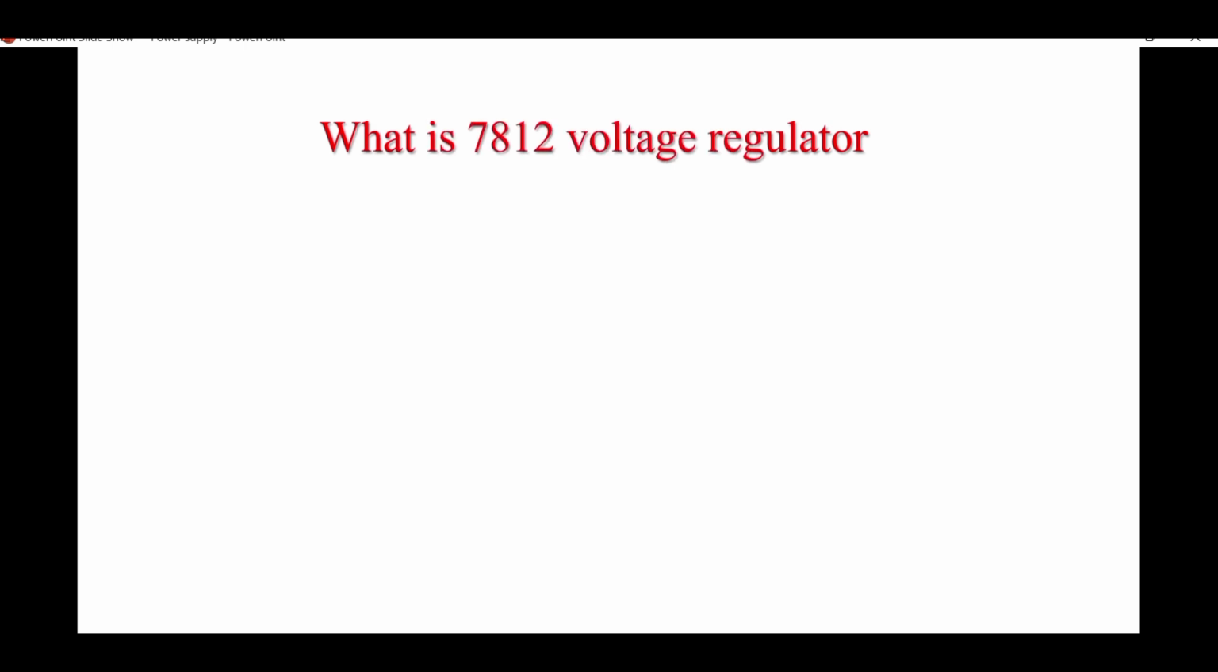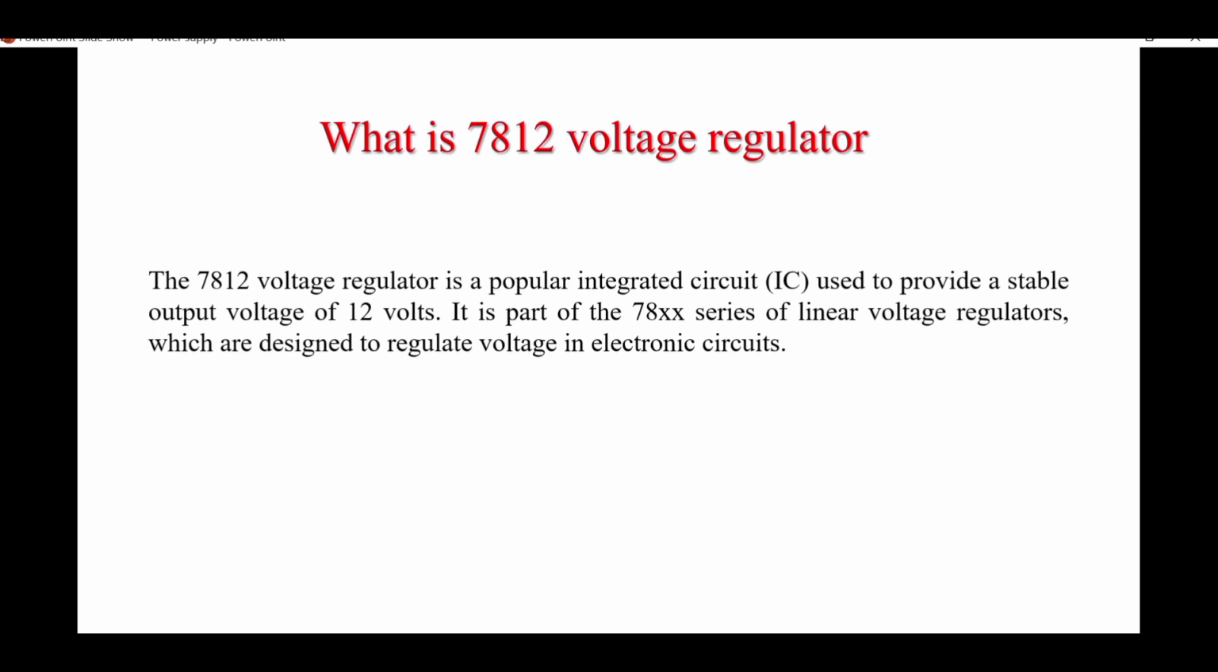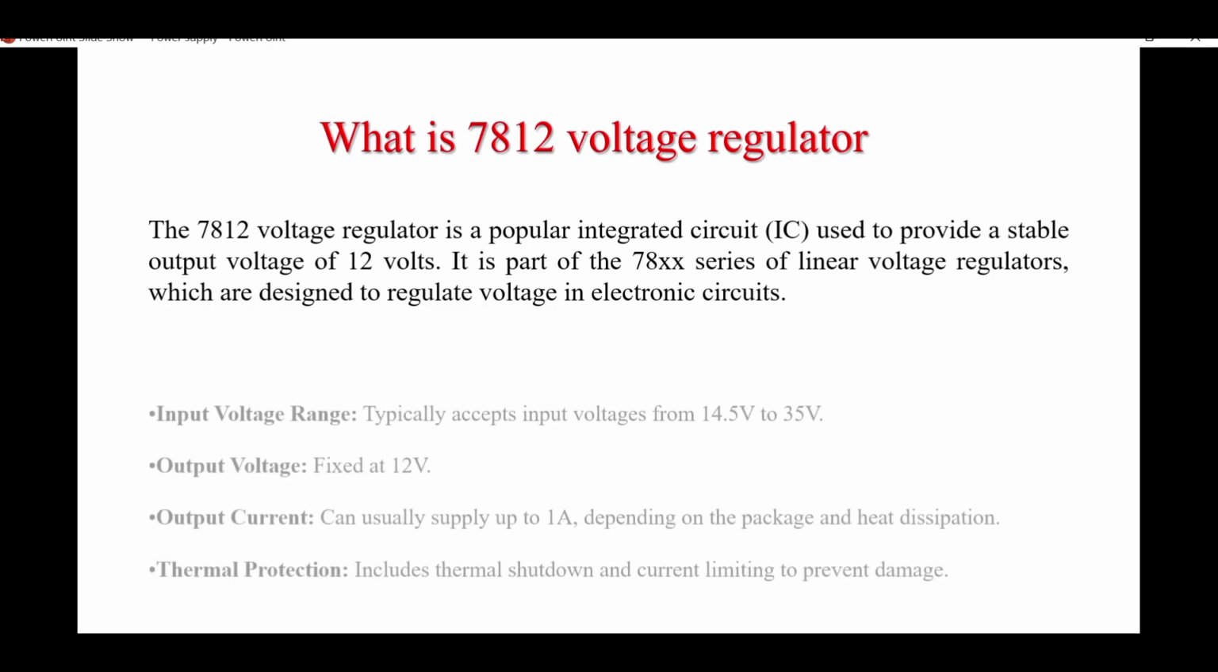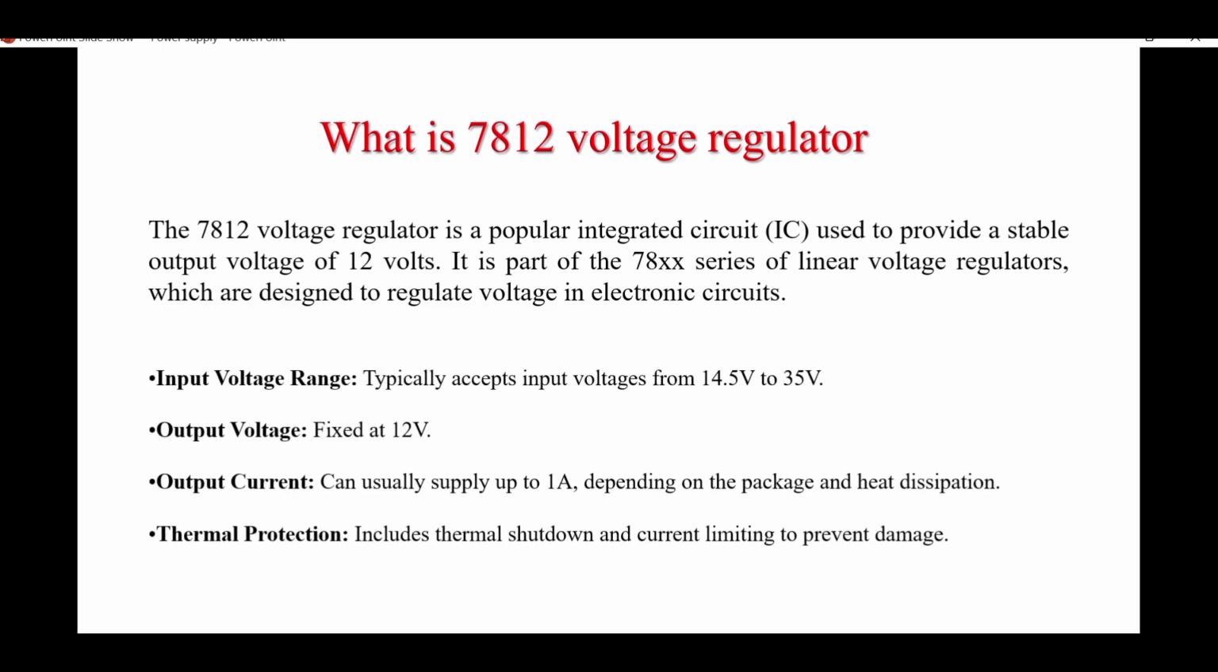We are having 2 voltage regulators. One is 7812 and another one is 7805. First we will see the definition of 7812. The 7812 voltage regulator gives an output voltage of 12 volts and it belongs to the 78 series voltage regulators. That means it gives only 12 volts output voltage. In the input we give 14.5 volts to 35 volts, but in the output it gives 12 volts only.